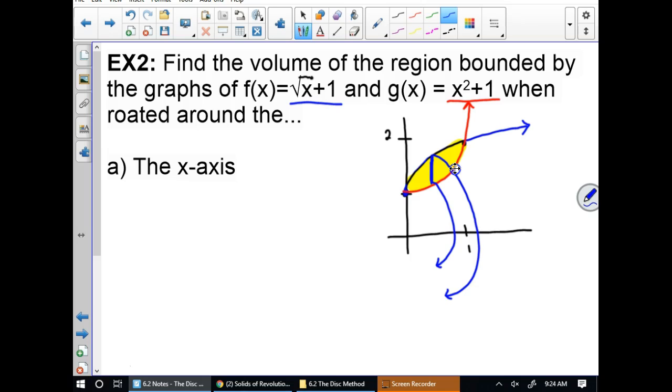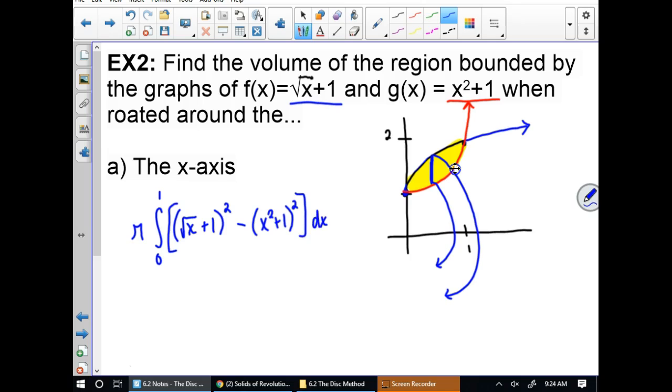So in this case, Joe, which one is my outside radius? Square root of x plus 1. So I will have the square root of x plus 1 squared. And then I have to subtract my inside radius squared. So for this one, it's going to be x squared plus 1 squared. And then we'll have a dx.